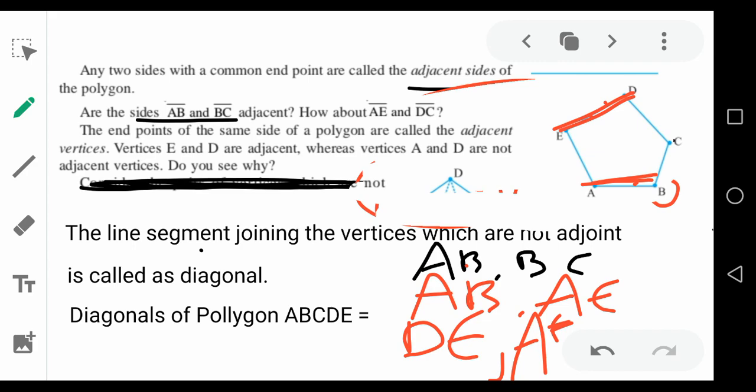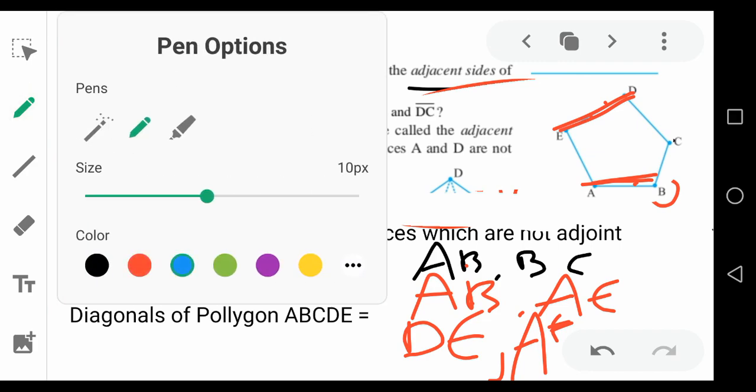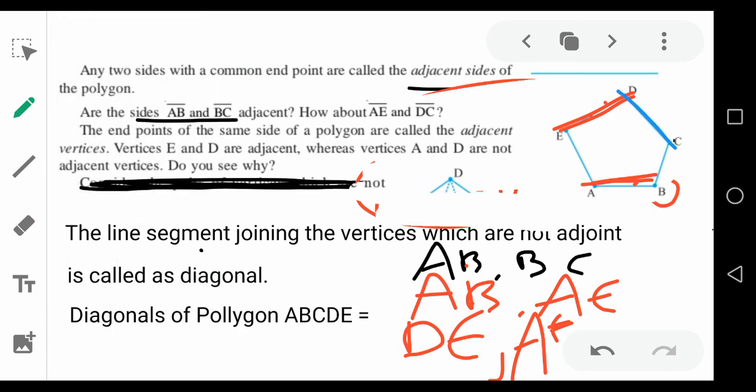Okay. Another one is DC and AE. They are also not adjacent. No common point for them. Okay. So these are the not adjacent, non-adjacent sides. So adjacent sides and non-adjacent sides. Okay, coming to the next one.